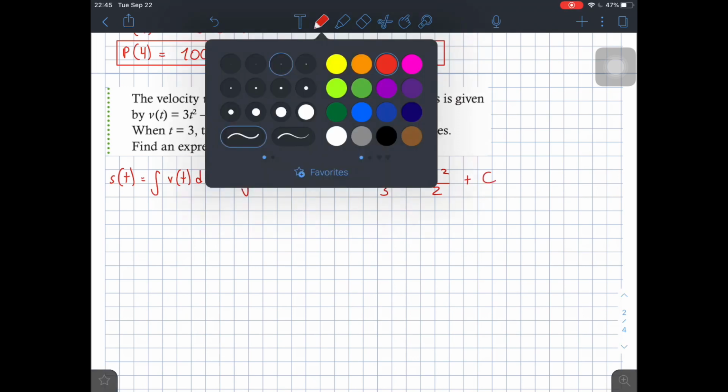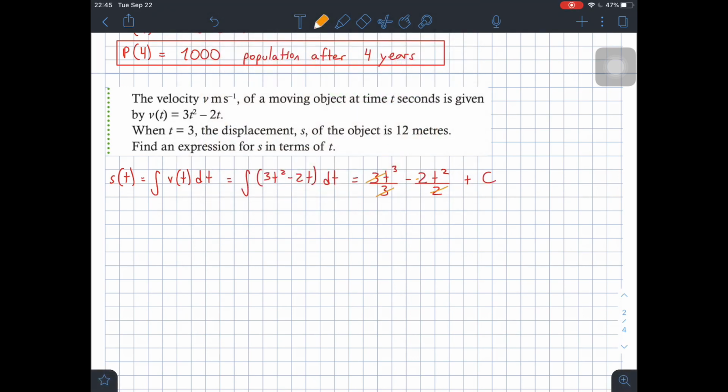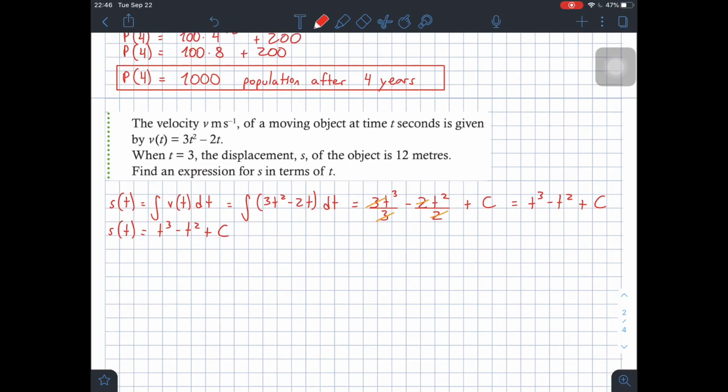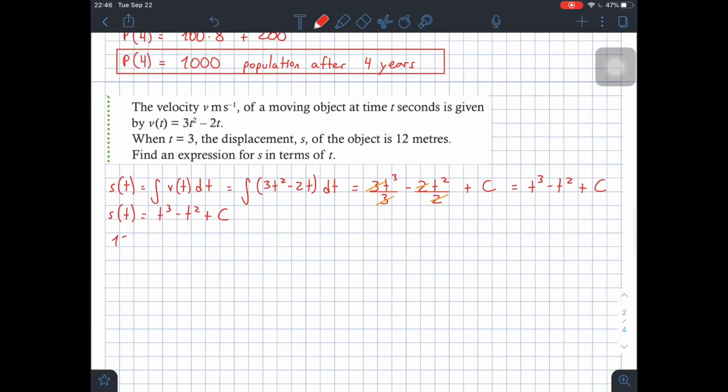We can simplify terms, so we're going to get as a result t cubed minus t squared plus c. This would be the general expression for the displacement formula. Now, let me write this down: s of t is t cubed minus t squared plus c. We have the particular solution. When t equals 3, the displacement of the object is 12 meters. So when the displacement is 12, our time is 3. So 12 equals 3 cubed minus 3 squared plus c.